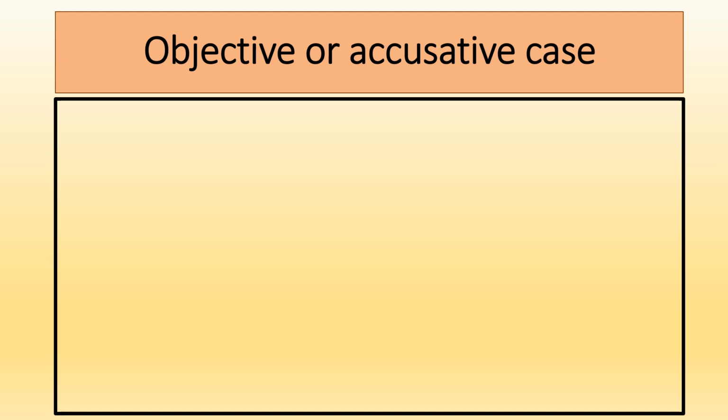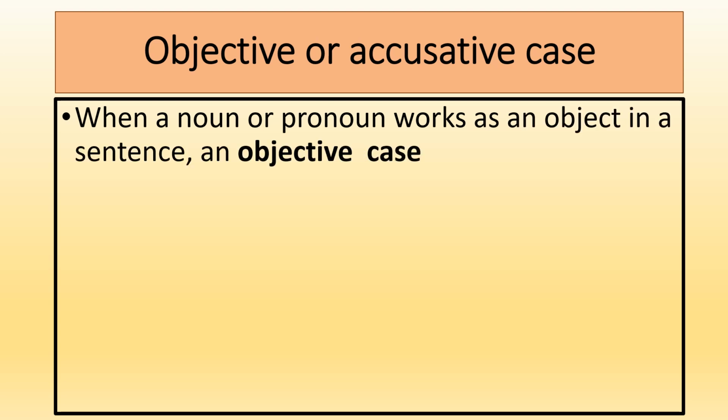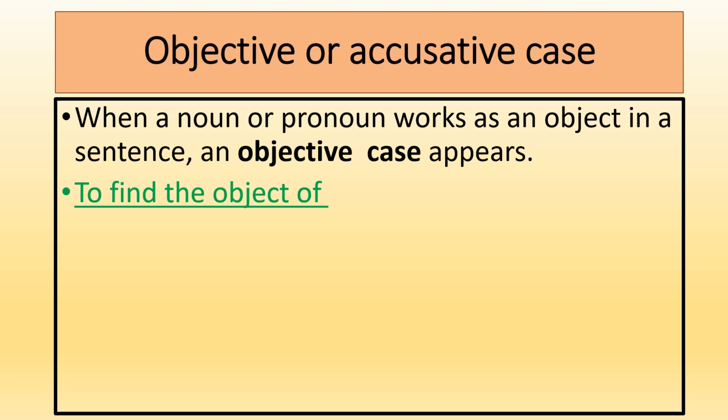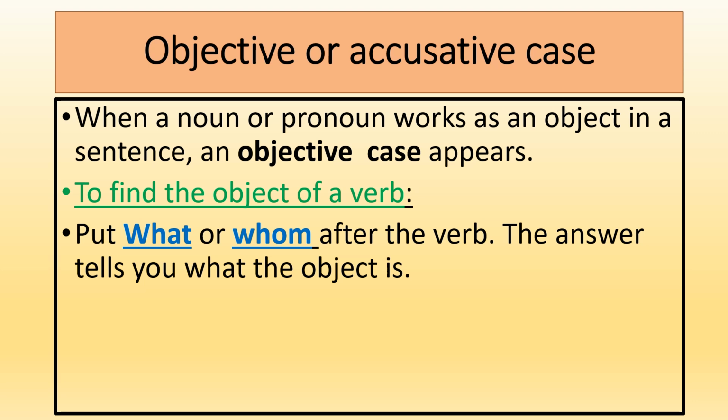Objective case is also called accusative case. When a noun or a pronoun works as an object in the sentence, an objective case appears. To find out the object of a verb, put what or whom after it. The answer tells you what the object is. Let's find out the objects in these sentences.